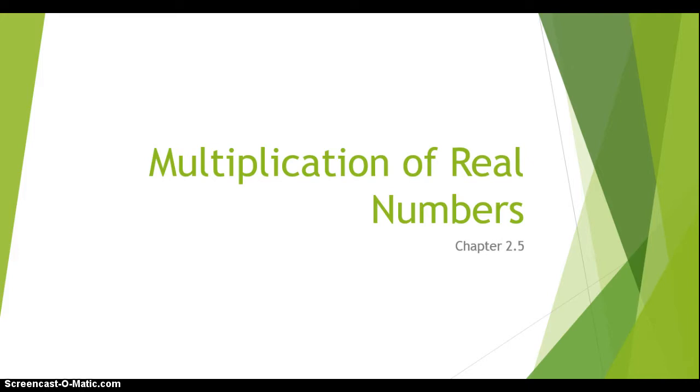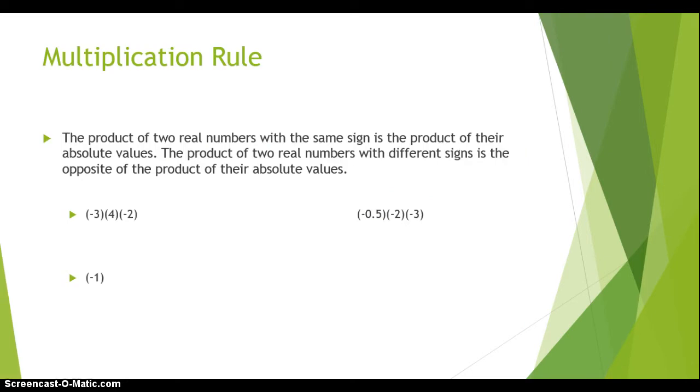Today we're talking about multiplication of real numbers, chapter 2.5. So the multiplication rule: the product of two real numbers with the same sign is the product of their absolute values.